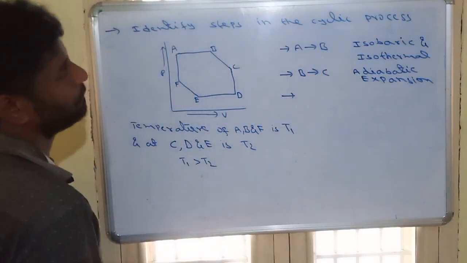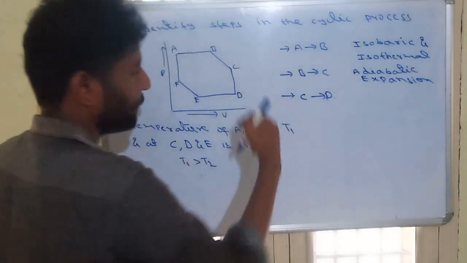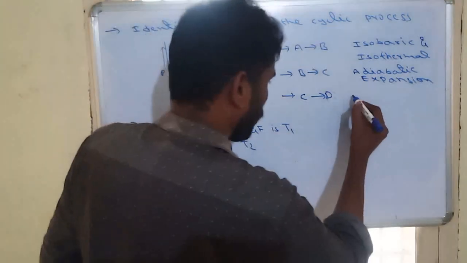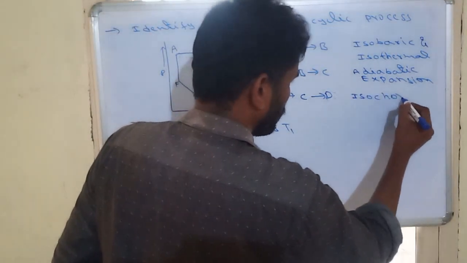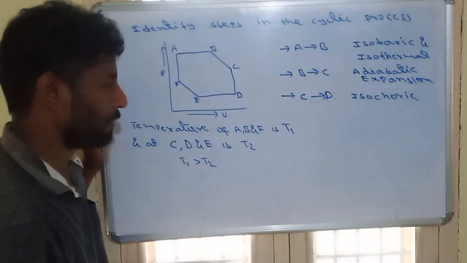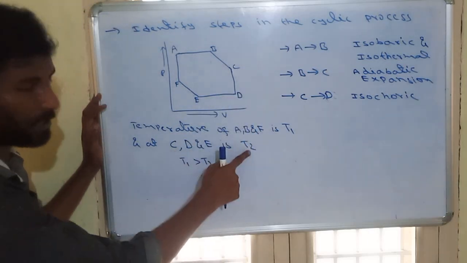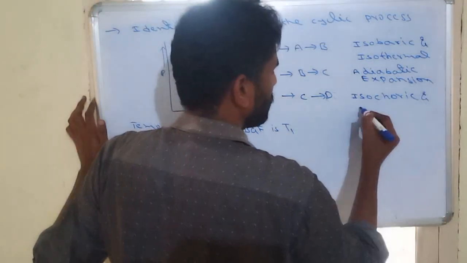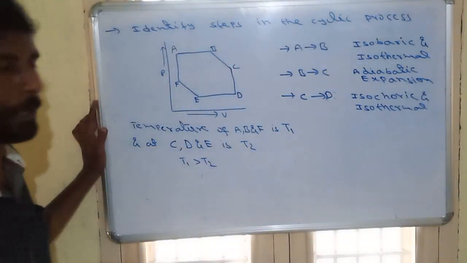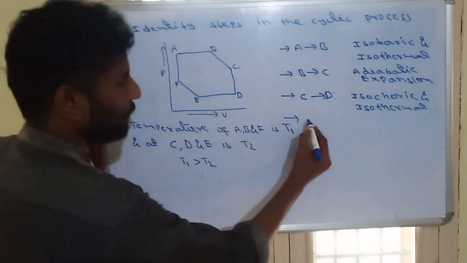The next one is C to D. In the process C to D, see this, here volume is constant. When volume is constant, we can call it an isochoric process. Isochoric means constant volume. And what about temperature? C and D temperature is T2. So hence it is also isothermal. Isochoric and isothermal.